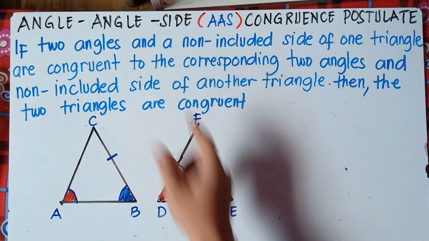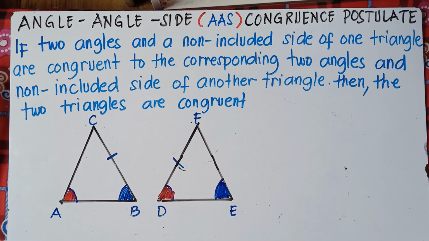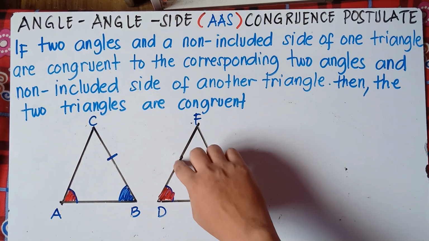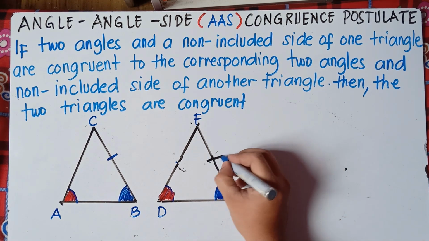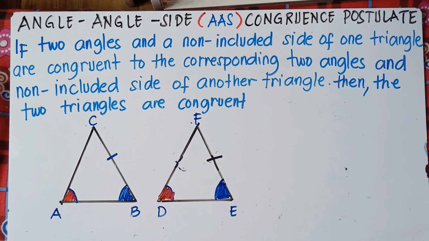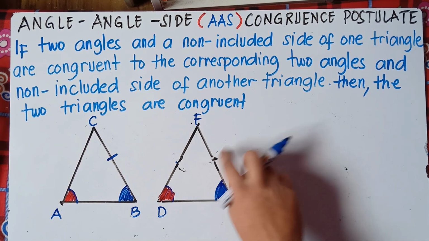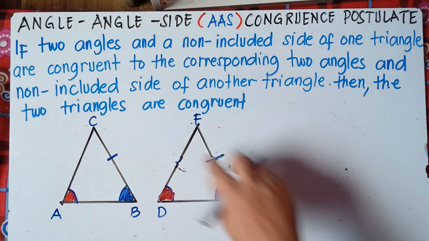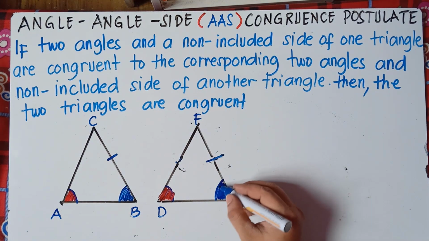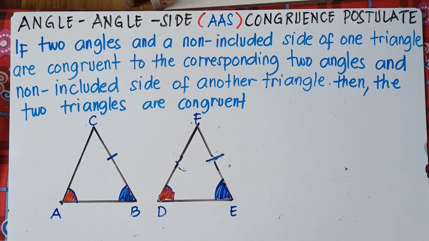It is not AAS. So you need to be careful with that one. The side should be in the second triangle next to the blue marking as well. That's it with the AAS. I hope you understand that one, class.